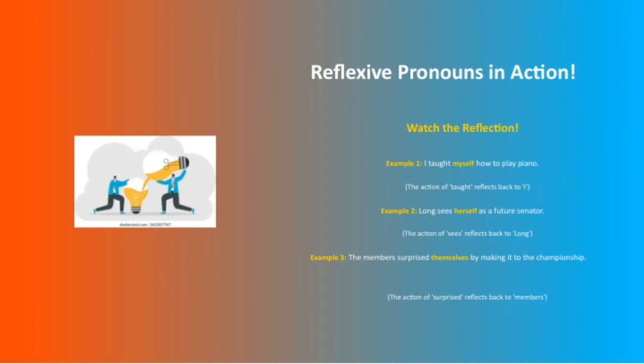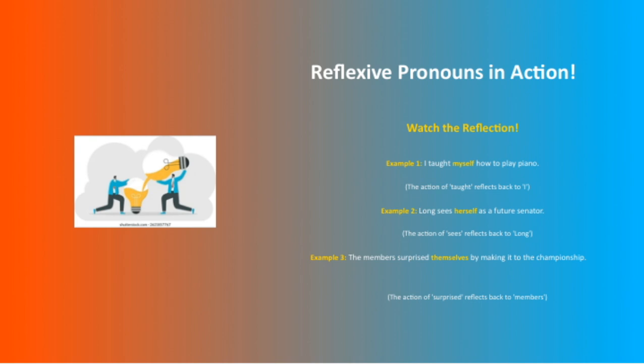Now let's take a closer look at this slide. Here, we see how reflexive pronouns reflect back to the subject of the sentence, creating a special kind of connection. For example, in the first example, "I taught myself how to play piano." The reflexive pronoun, myself, shows that I am both the teacher and the learner. It emphasizes that I did this on my own.